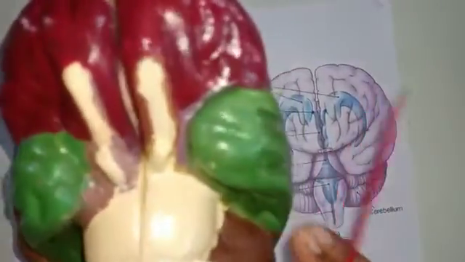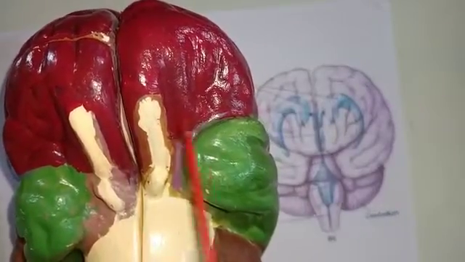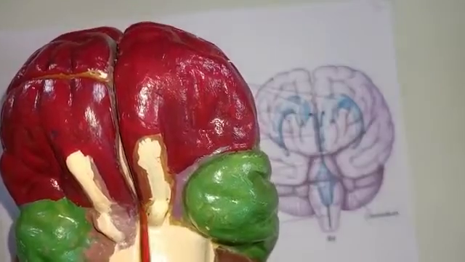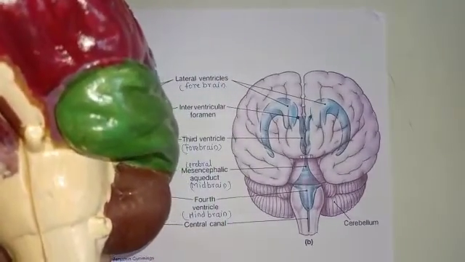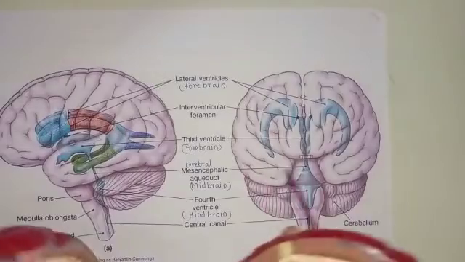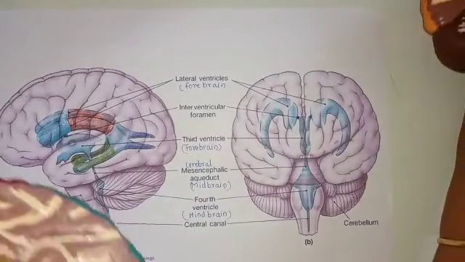When we see this model, we can see the presence of the two lateral ventricles. Here is the middle part, and this part is said to be the fourth ventricle, which is present in the cerebellum region. Let's see the detailed view of the ventricles.